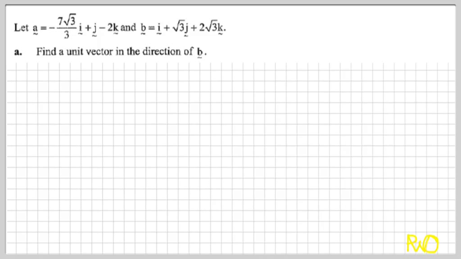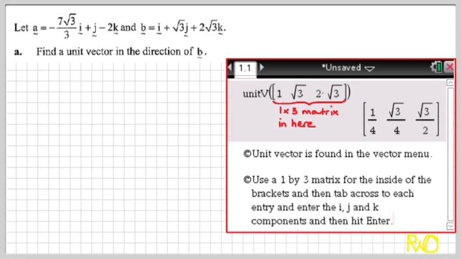So a unit vector, what is that? That's B hat, isn't it? We can use the calculator for that. There's a function in your calculator menu called unit V, in the vector menu, and it's easy. You plug that in, and you generate a 1 row by 3 column matrix. Not that I'm implying vectors and matrices are the same, but you use the matrix format to express vectors on the calculator. So you put that in there, and then you get the answer.